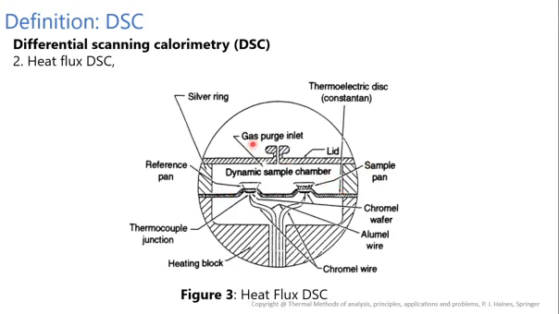Here a gas purge inlet is there, and there is a dynamic sample chamber. This particular silver ring is placed because silver is not too reactive. And here also a thermoelectric disk is placed, which is useful to maintain the temperature of the heat flux DSC.